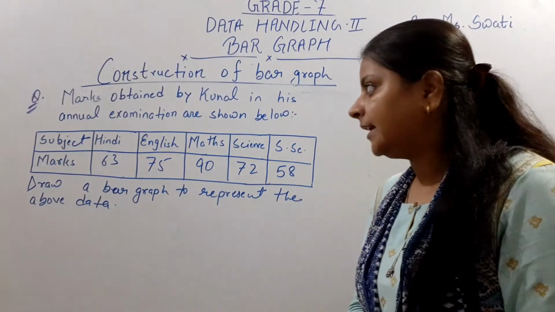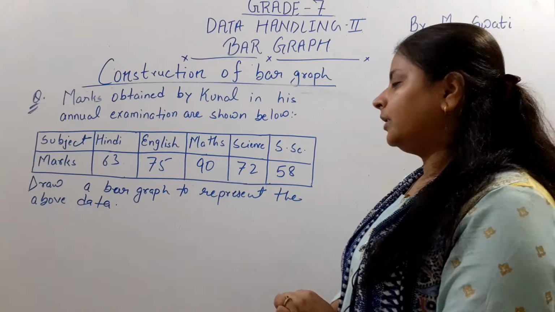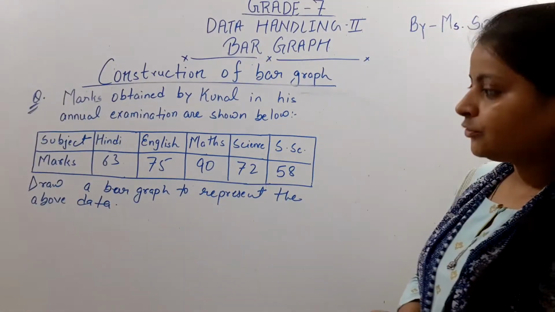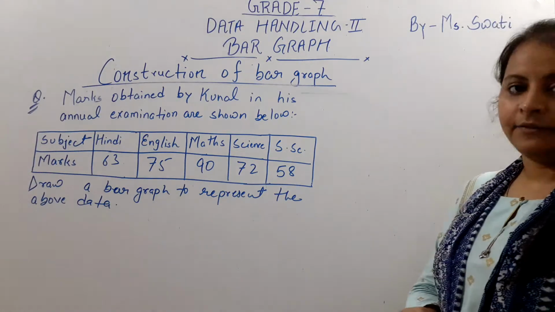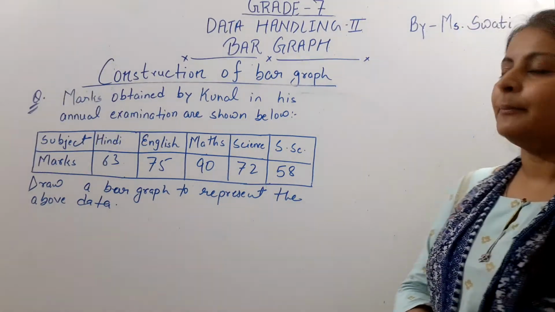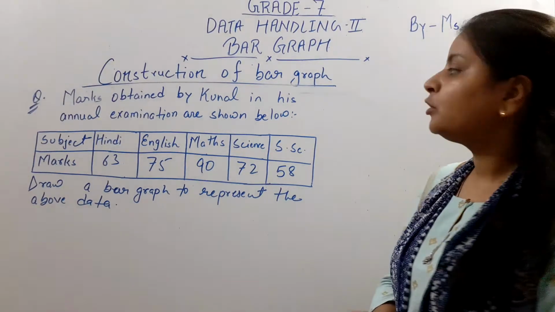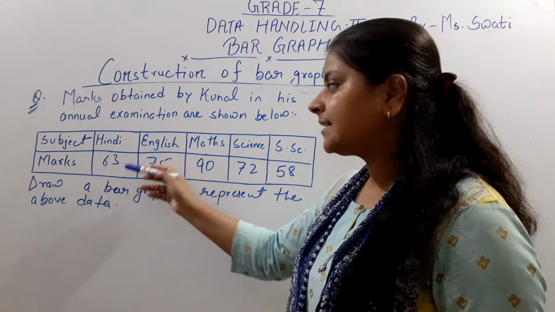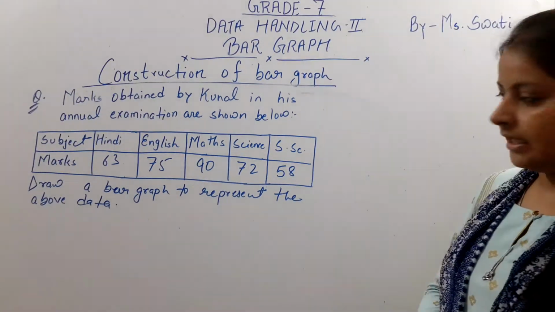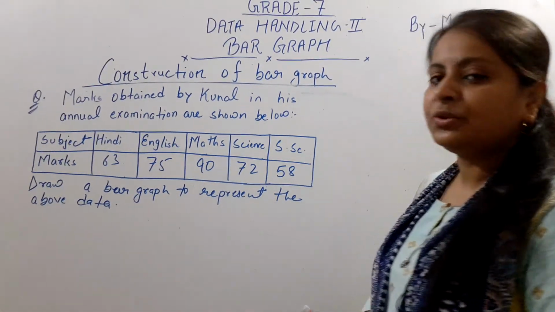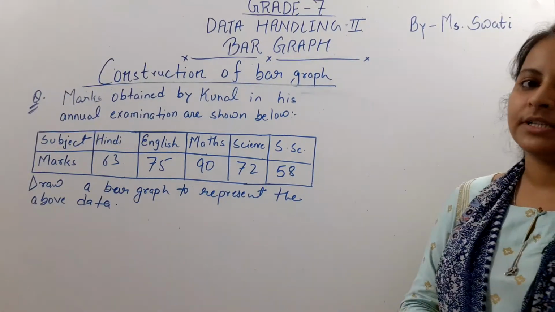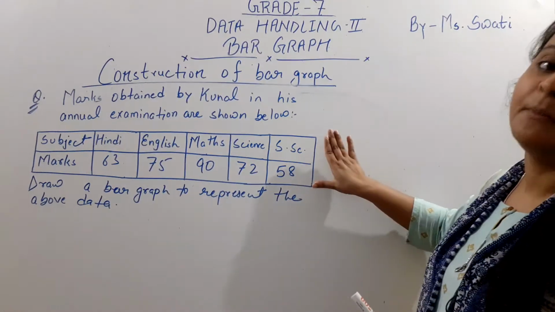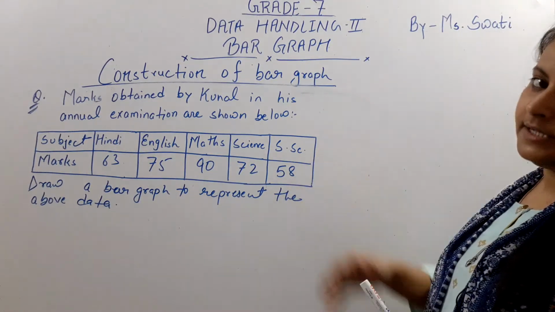The next example is: marks obtained by Kunal in his annual examination are shown below. Draw a bar graph to represent the above data. We have to make a bar graph that represents Kunal's marks in different subjects, like he got 63 in Hindi, 75 in English, 90 in maths, 72 in science and 58 in social science.